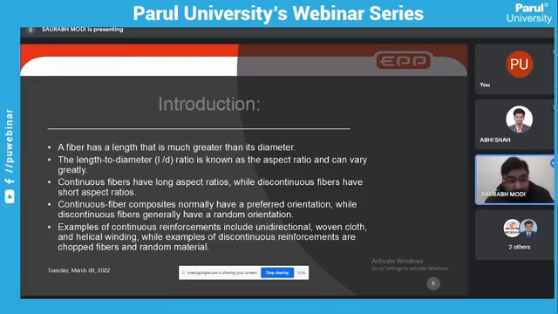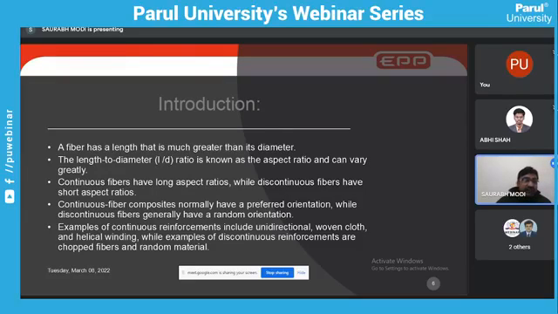Now, whenever we use a fiber, suppose we have decided that we will use a fiber, two things are very much important. The first thing is the diameter. As soon as you have a small diameter, you can achieve higher properties. That is because the smaller the diameter, the smaller the defects. It's just as simple as that. So in that case, your L by D ratio becomes much more important.